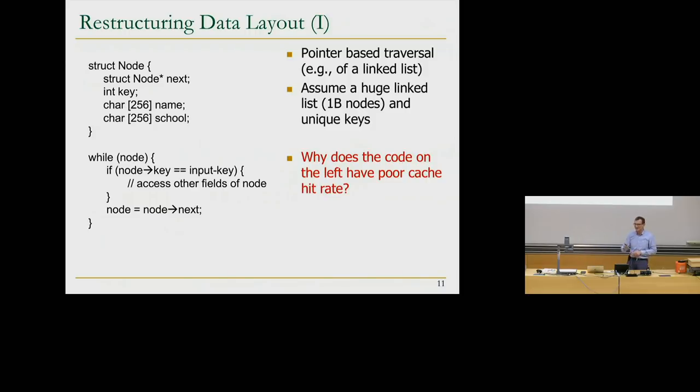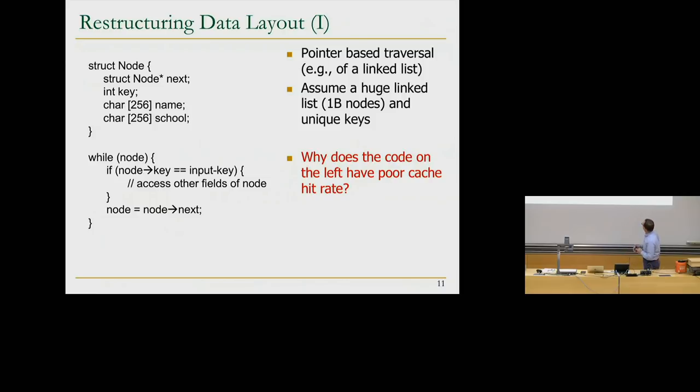Yes? Depending on the size, couldn't it be that you're always accessing a new block and the new one is actually one? Exactly. And you know the size here, right? Which is, in this case, at least in C syntax, the size of the name is 256 bytes, and the size of the school is 256 bytes.